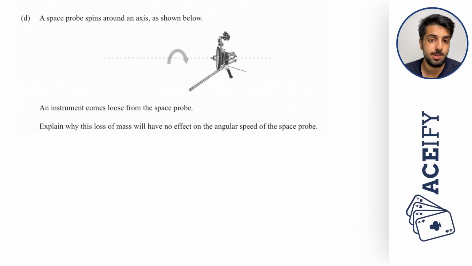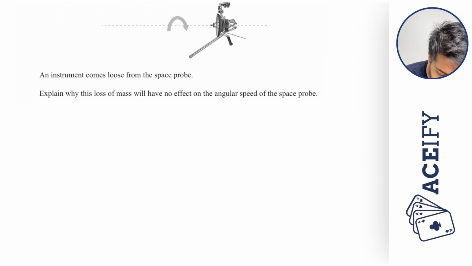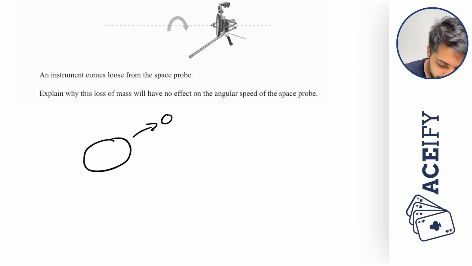A space probe spins around an axis as shown below. An instrument comes loose from the space probe. Explain why this loss of mass will have no effect on the angular speed of the space probe. So the reason why this has no effect on the space probe, if we draw our space probe as a little circle, right? Simplified version. If a little piece of the space probe comes loose, that little piece will contain angular momentum, right? That little piece has angular momentum in and of itself.